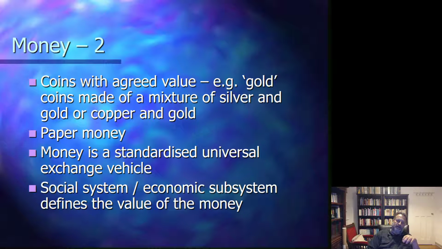So the earlier coins were effectively copper, silver, gold coins. However, in many early states, the kind of agreed value of coins emerged, where the gold coin is nominally gold, but actually it's made of a mixture of silver and gold, or possibly copper, silver, and gold. And there is an agreed value of the nominal gold coin.